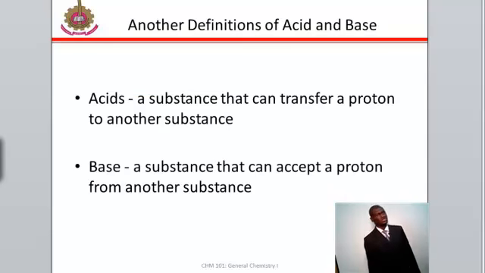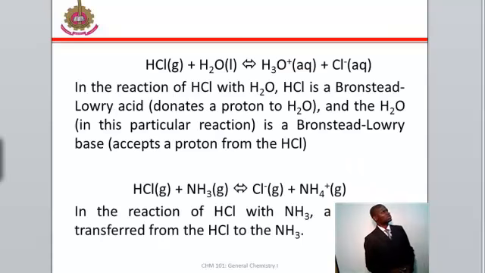Another definition of acids and bases: it could be defined in another way. A substance that can transfer a proton to another substance, or donate a proton to another substance, is called an acid, while a substance that accepts the proton donated is called a base. A good example is as shown: HCl reacting with water, forming H3O+ and Cl-. In this reaction, hydrogen is coming from HCl and is being donated to H2O. So by that definition, this is called a Bronsted-Lowry acid, which is donating a proton to water. And in the final analysis, the water is becoming H3O+.